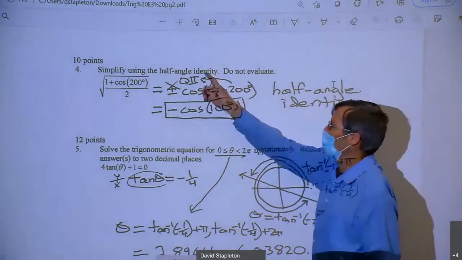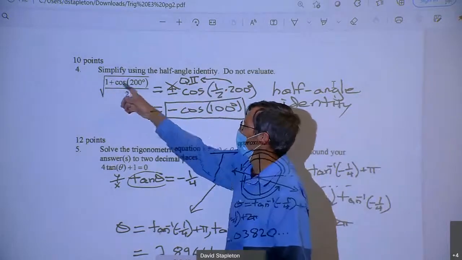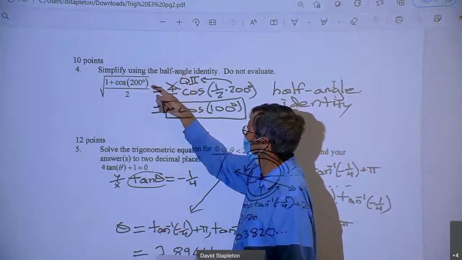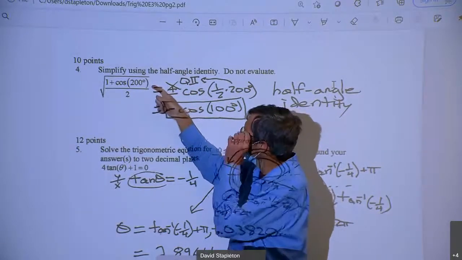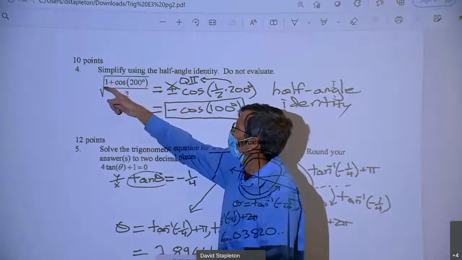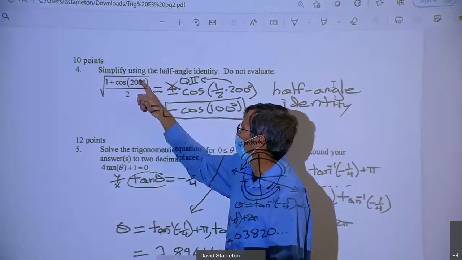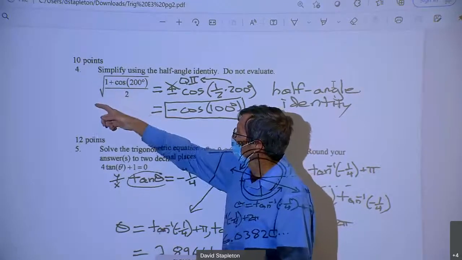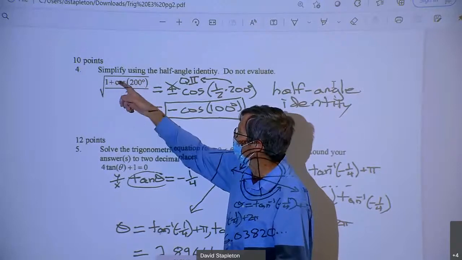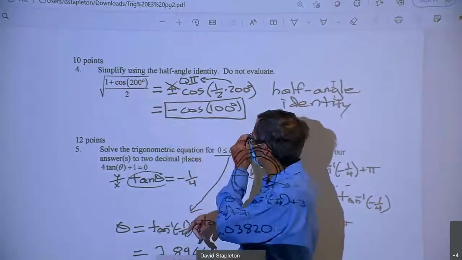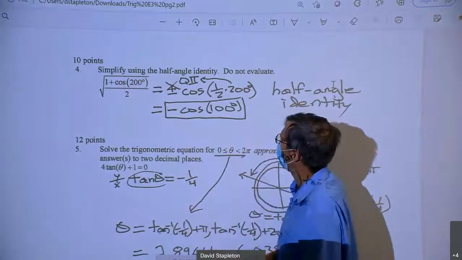Simplify using the half angle identity: square root of 1 plus cosine 200 degrees over 2. What is that in the half angle identity? I remember the cosine of half an angle is plus or minus the square root of 1 plus cosine of the whole angle over 2, right? Well, if cosine of the half angle is plus or minus the square root, then the square root must be plus or minus cosine of half the angle, half of 200 degrees. That's our half angle identity.